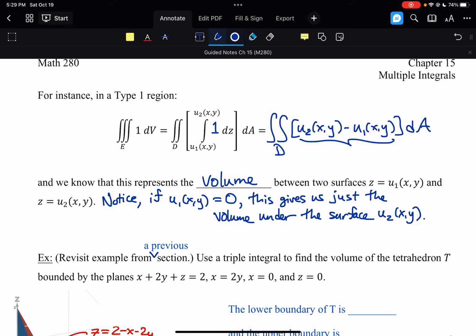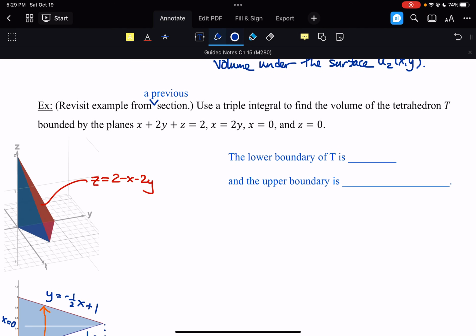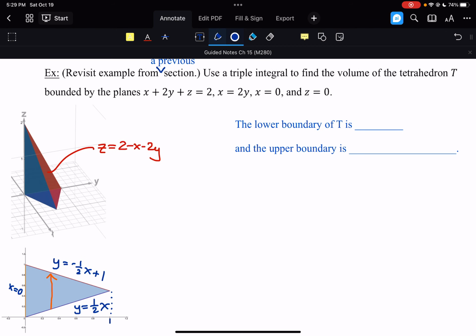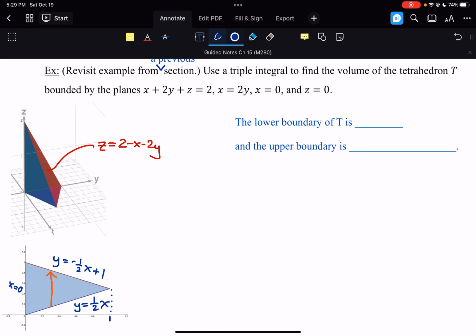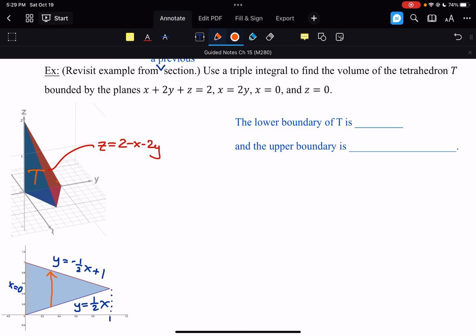Just to show the relationship in an example, here's an example that we did in a previous section where we found the volume of a tetrahedron bounded by a bunch of planes. So this is all the same diagrams, same setup that we had in that past section. So notice the lower boundary of T. So this is T over here, this tetrahedron, this whole thing. The lower boundary of it is down here in the xy plane, so that's z equals 0. The upper boundary is this red plane right here. That's z equals 2 minus x minus 2y.